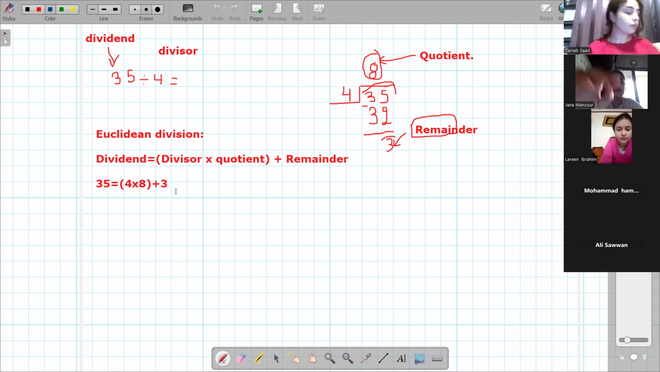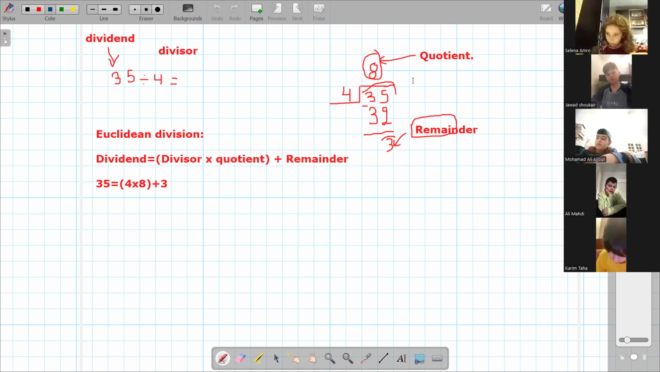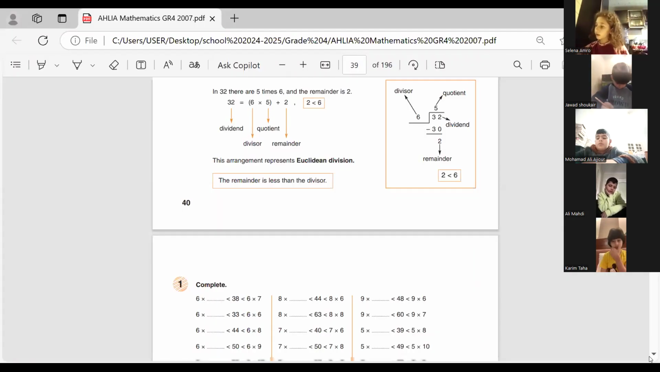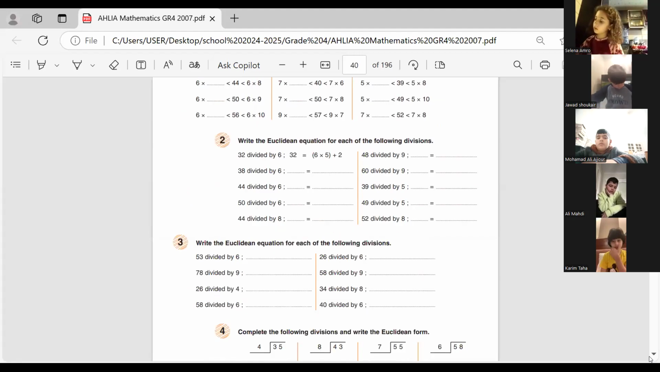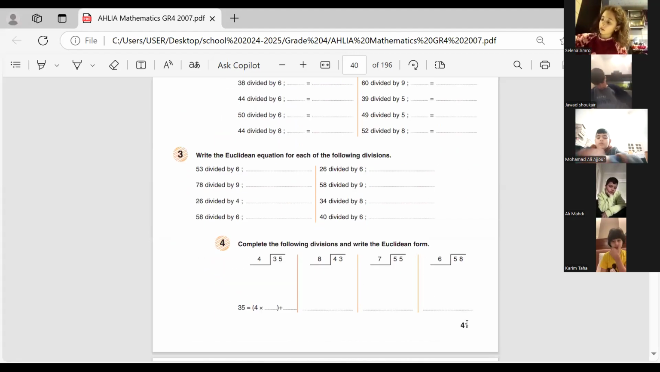Did you understand what I was saying? How did we find the Euclidean division? If you understood, I need you all to go fast to exercise 4 on page 41 and start it. I'm going to open it for you. It's okay, it's just a draft. Now let's go to page 41 and do exercise 4.